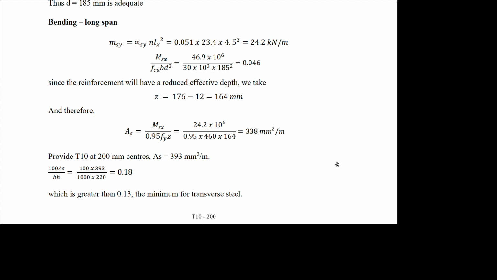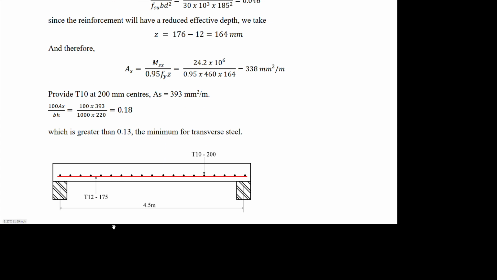So at the end of the day, this is what we have, and then we're providing this, and the spacing, when you look at our spacing table, is T10 at 200 mm centers. That's what we're providing. So we now look at our 100 AS over BH. We do the calculation. This is 0.18, which is greater than the 0.13 that is the minimum reinforcement for transverse steel. So this is how our reinforcement will be for the two-way slab.